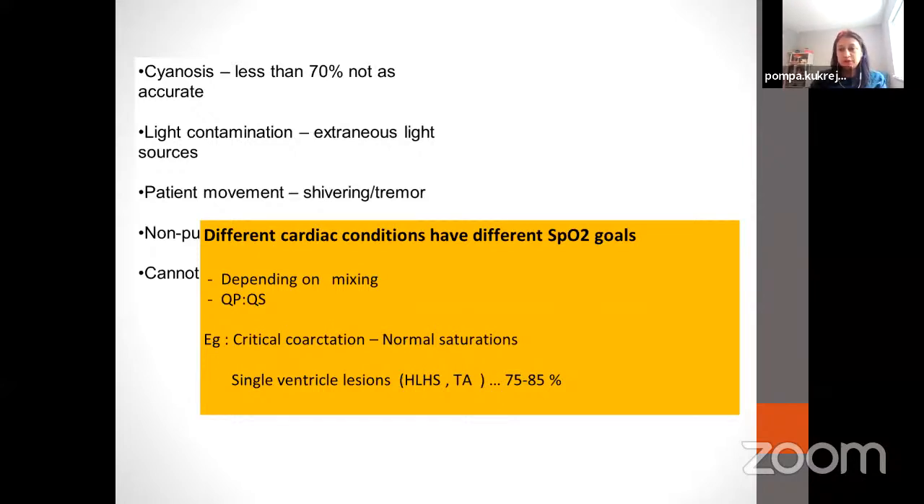For example, a patient or a baby with critical coarctation would have normal saturations. In contrast, if you have a child with single ventricle, then it's perfectly reasonable to have saturations of 75 to 85. And in that case, actually targeting a higher saturation would be harmful because you will compromise your systemic cardiac output. So it's important to base your sats or your target on the lesion that you have in hand.